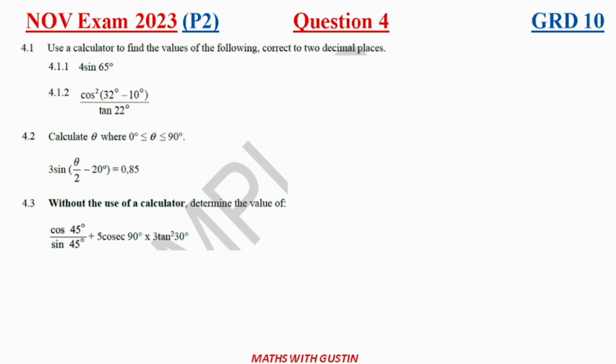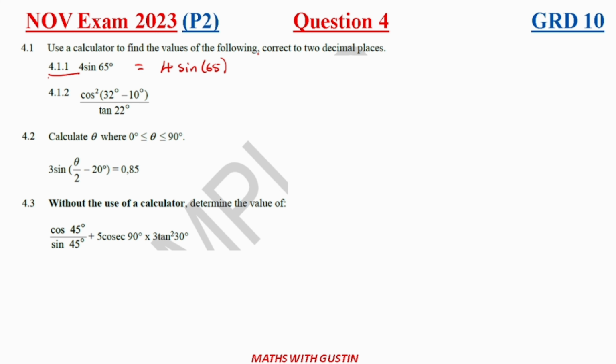Now let's see question 4. It reads as follows. 4.1 says use a calculator to find the values of the following correct to 2 decimal places. Alright, so now 4.1.1 it says here 4 sine 65. So what do we do? We just go into our calculator, we put in sine 65 on our calculator.